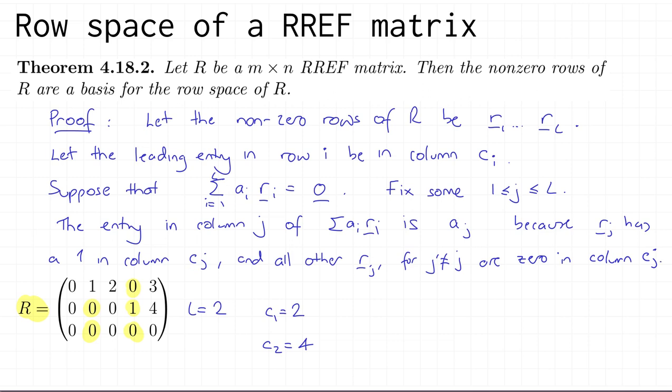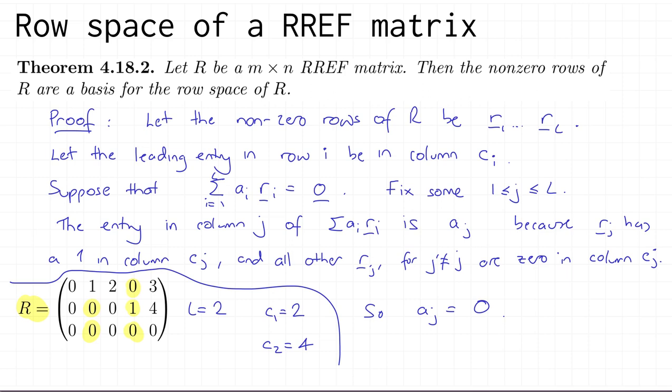Okay, so what have we got then? Let's just separate this off. So what's happening? I've got aj on the left equals 0 on the right. Okay, for any j, we've shown that the coefficient aj must be 0, and therefore these things are linearly independent.